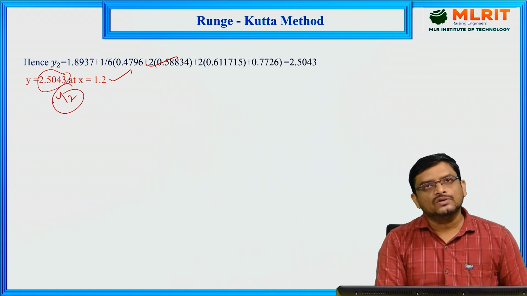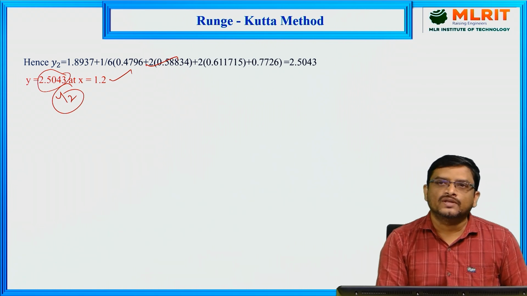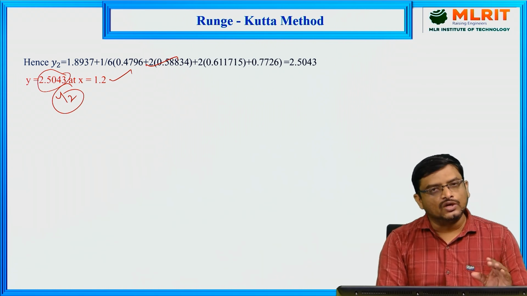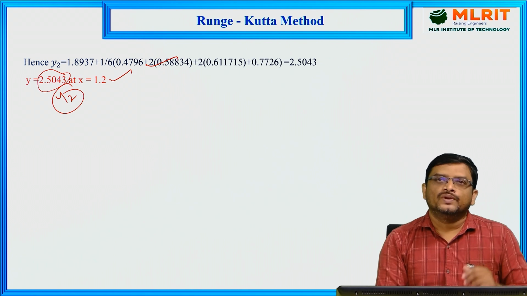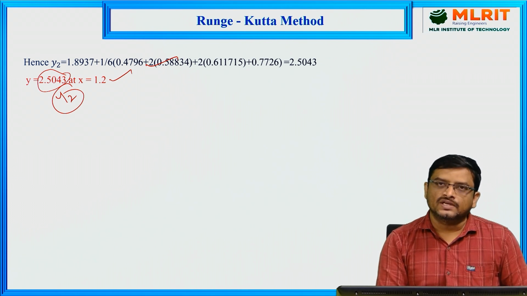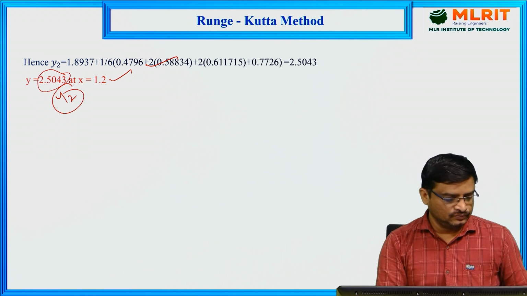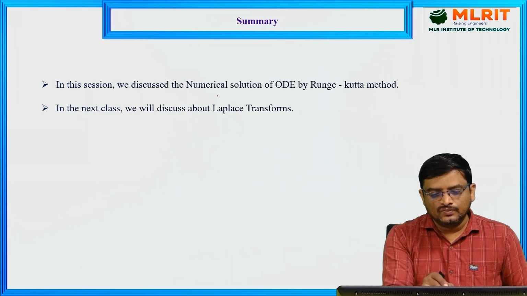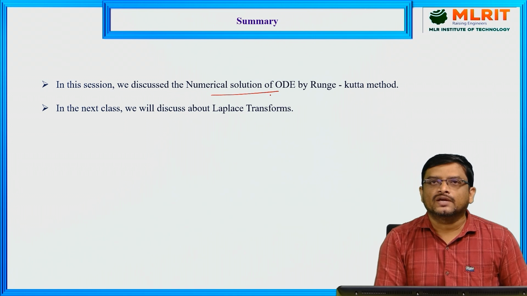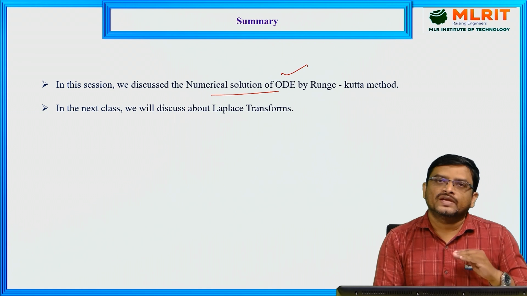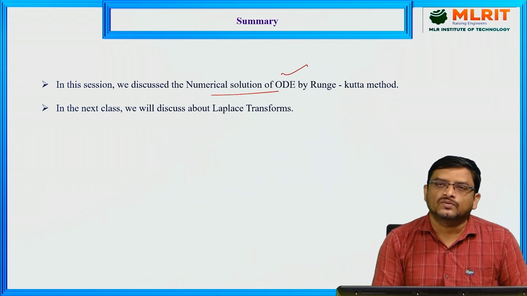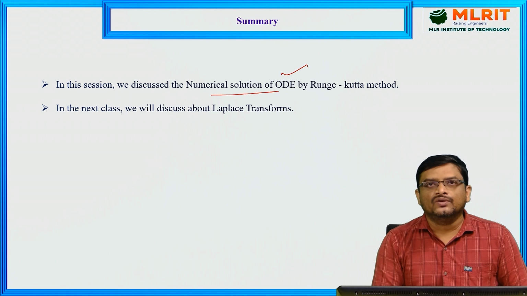So these values of y which we got by using this RK method, or Runge-Kutta method, are more accurate than the previous methods here. So this is the way we can apply this RK method to find the numerical solution for the given differential equation at particular values of x. So in this session, we have discussed how we can apply this RK method to find the numerical solution for the ordinary differential equation. With this concept, we can complete the numerical solution of ordinary differential equations. Then in the next video, we will go for the Laplace transforms. Thank you.